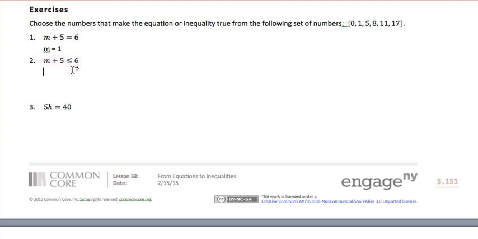M plus 5 less than or equal to 6. M could equal 0. 0 plus 5 is 5, which is less than 6. And M could also equal 1, because 1 plus 5 is 6, which is less than or equal to 6. The other values, 8 plus 5 is 13, 11 plus 5 is 16, and 17 plus 5 is 22, are all greater than 6, so they do not satisfy the inequality.